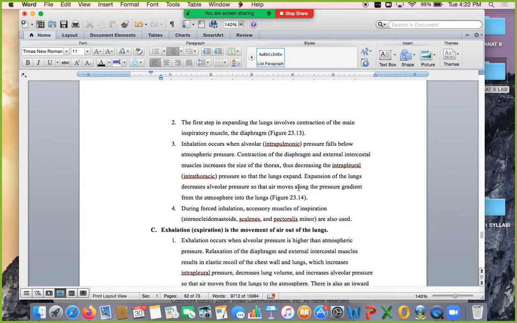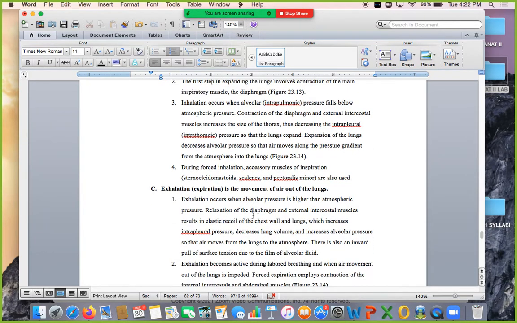Right, so the lungs expand, which decreases alveolar pressure, so the air moves along the pressure gradient into the lungs. Whereas during exhalation, we have the opposite happening, where we have contraction and pressure forcing the air outward. We have accessory muscles of inspiration during forced inhalation. So when you inhale as hard as you can, you start using other muscles that you don't use during regular breaths or regular inhalation.